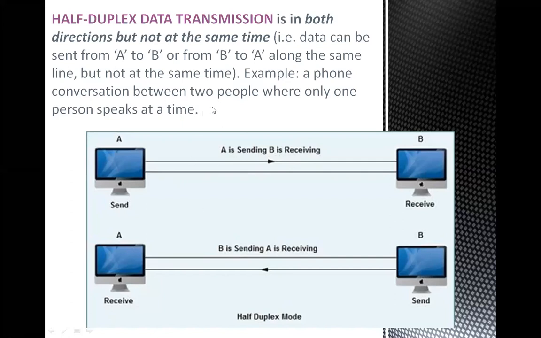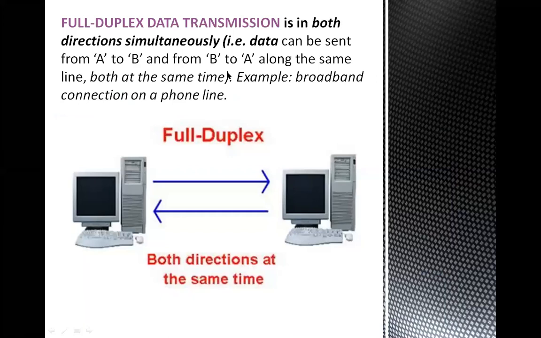Now moving on to the next one, we have full duplex as well, as when you talk about the broadband connection, it is both directions and at the same time. Data can be sent from A to B and from B to A along the same line, both at the same time. An example is a broadband connection on a telephone line. So whenever we have broadband, meaning an internet connection, that is an example of full duplex communication or full duplex transmission.